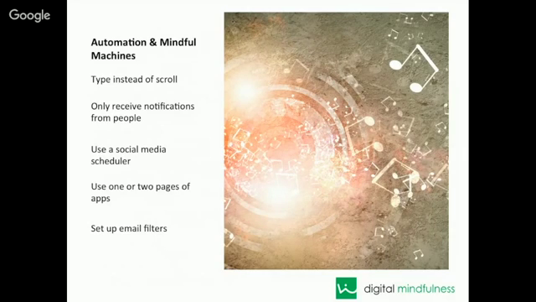Using a social media scheduler, and using only one or two pages of apps. I know that this can be quite difficult for some people, but only having the apps that you absolutely use every single day on the front page, having two pages, and putting the rest of the apps into folders will really help you to become a bit more mindful, and to produce a lot more and become more focused with your digital devices. And the last one is to set up email filters, ensuring that only messages from people that you consider to be important actually get through and engage your attention.